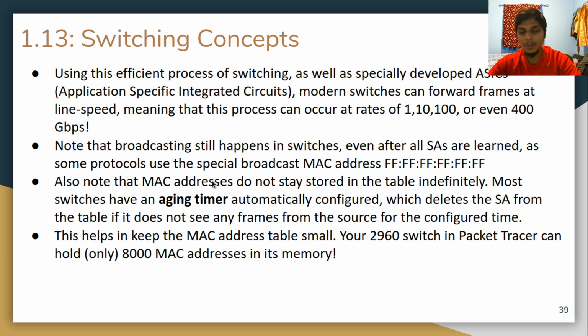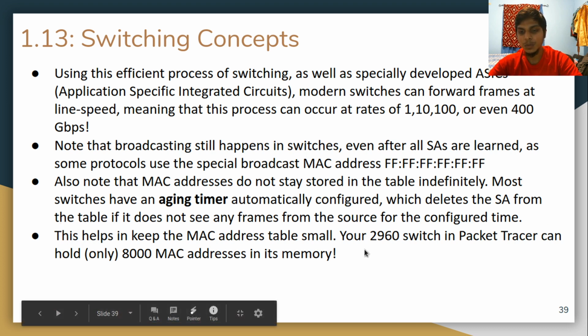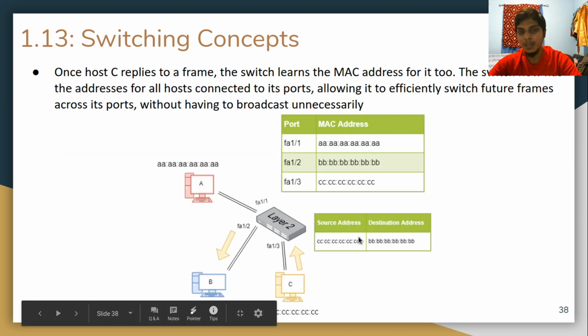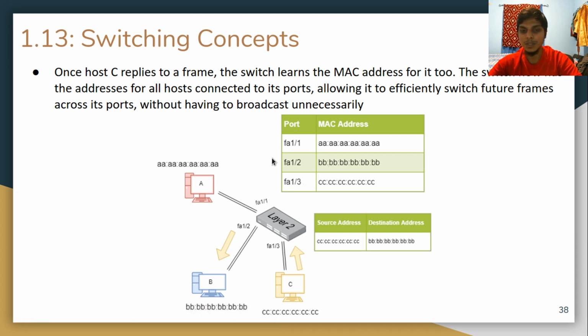Now also note that MAC addresses do not stay stored in the table indefinitely. Most switches have an aging timer automatically configured, which deletes the source address, which is this row here. So it deletes that row from the table if it doesn't see any frames from the source for the configured time. This helps to keep the MAC address table small. Your 2960 switch in Packet Tracer can hold only 8,000 MAC addresses in its memory. So it could only have 8,000 rows mapping MAC addresses to ports.